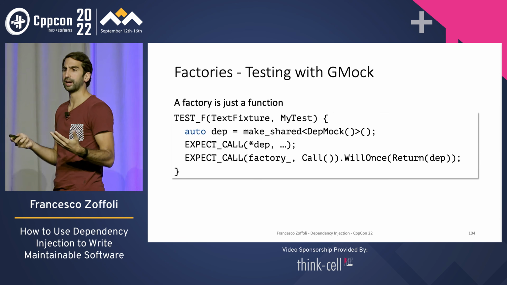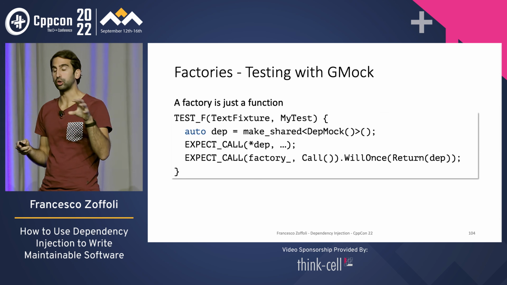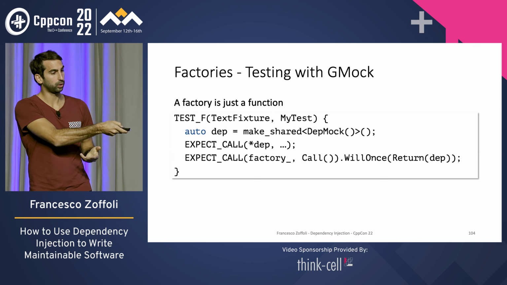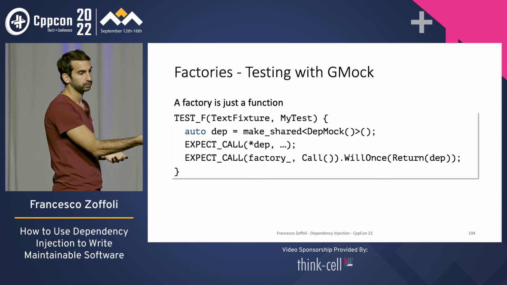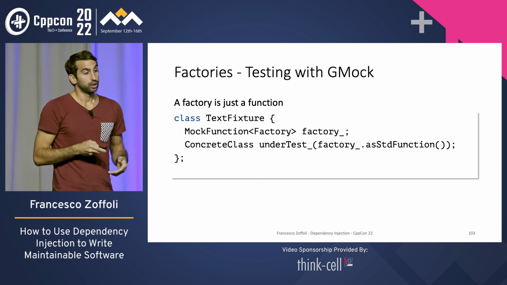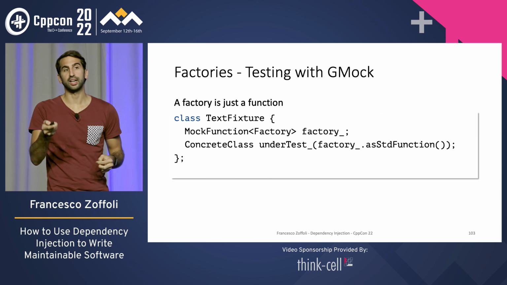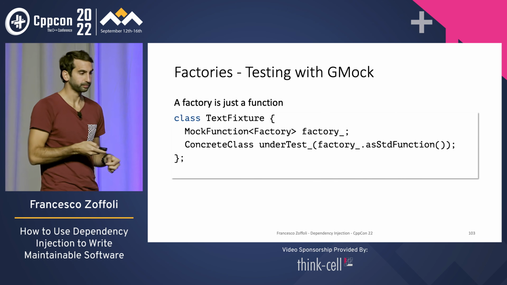If we need to check if our factory is going to be called in the constructor of our class, here, we cannot use the fixture. We need to instantiate the class inside our test.